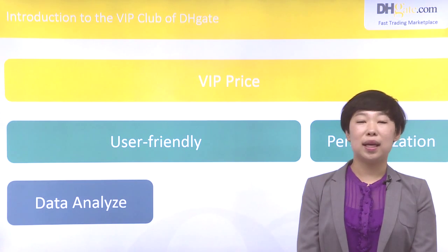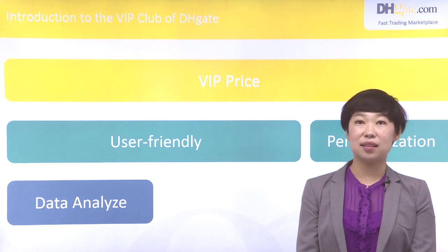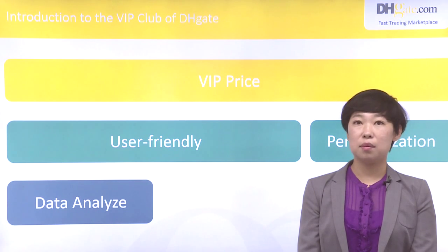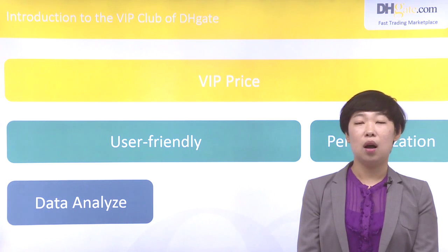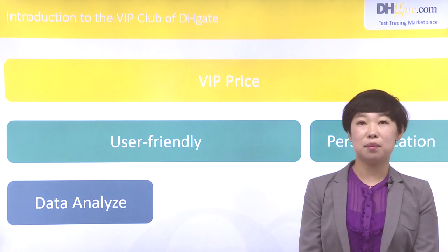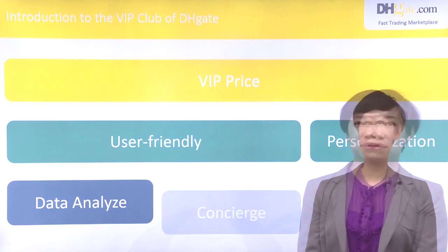Data analysis: we assist our VIP buyers by analyzing their shopping behavior, such as the RFM model. R means recency, F means frequency, M means monetary. For example, how often do they purchase during a certain time period? That means frequency. What is their average order size? That means monetary, and so on.